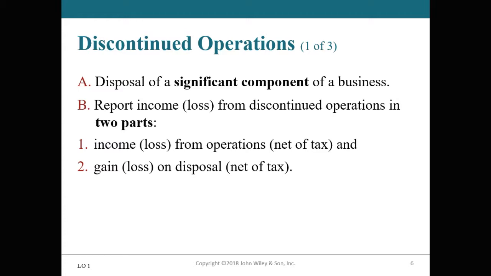The income or loss from discontinued operations consists of the income or loss from operations and the gain on the disposal of any components. The discontinued operations section reports both the operating income and the gain applicable, net of applicable taxes.